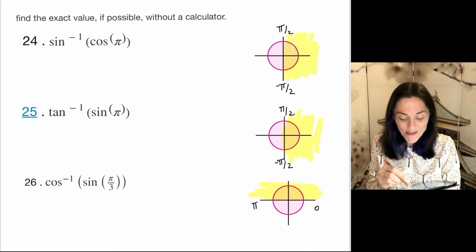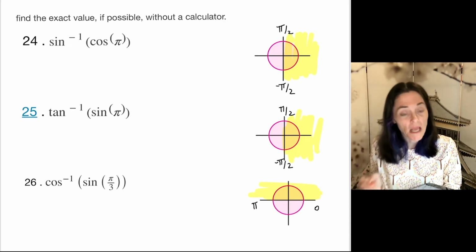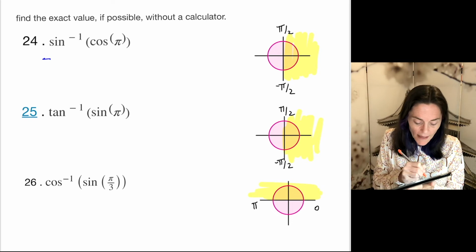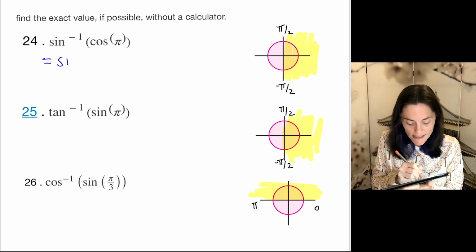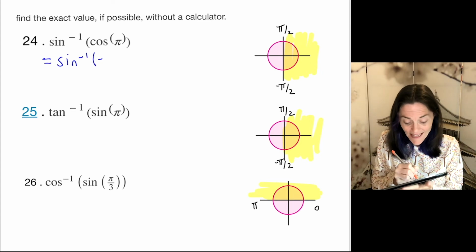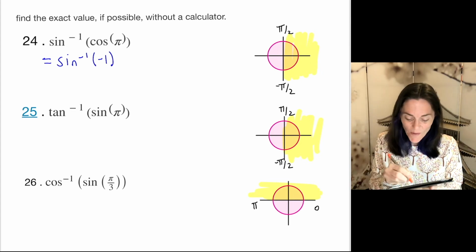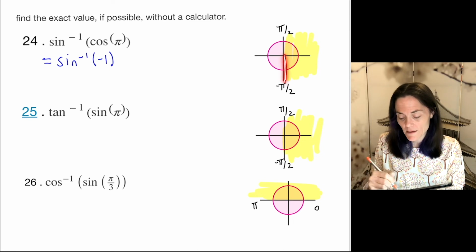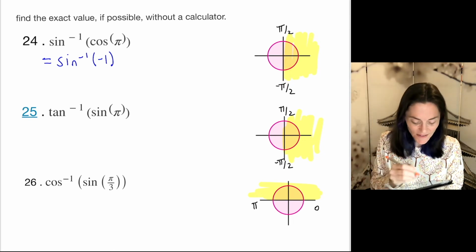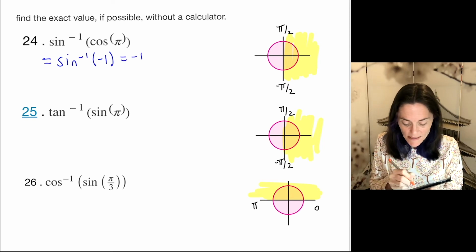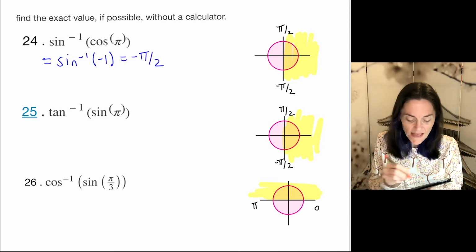All right, so let's get started with number 1. First, cosine of pi. Cosine of pi is -1. So we're looking for the sine inverse of -1. Well, this would be this angle. This is minus pi over 2. We get minus pi over 2. So this is the answer in 24.